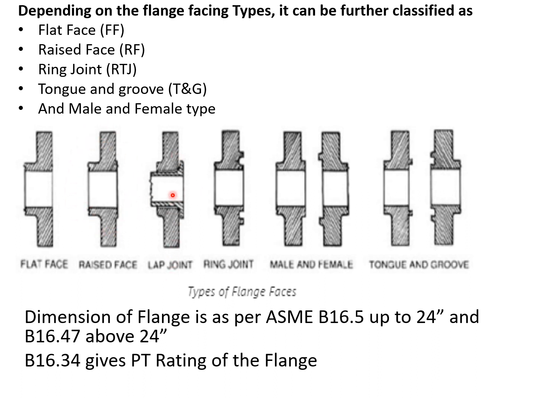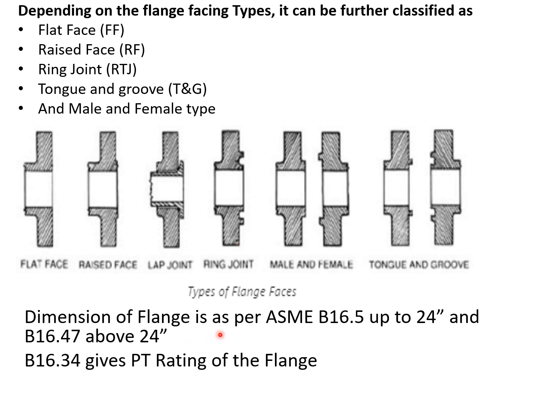Lap joint, this is lap joint stub end with the backing flange. Ring joint, we have a ring over here. The gasket will be a ring type gasket. Male and female, this is a male and female flange, this is a male flange, and we have a gasket over here. And this is tongue and groove. So this is the tongue of the flange, this is the groove of the flange. Tongue and groove flange and ring joint flange are most commonly used in the heat exchanger.